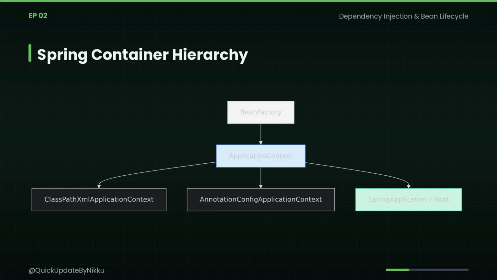BeanFactory is the foundational, lightweight layer. It creates beans lazily, only when requested. ApplicationContext extends BeanFactory and adds AOP integration, event publishing, internationalization, and resource loading. In a Spring Boot application, SpringApplication.run creates and manages an application context automatically, so you rarely touch it directly, but understanding where it sits in the hierarchy tells you exactly what you are working with.